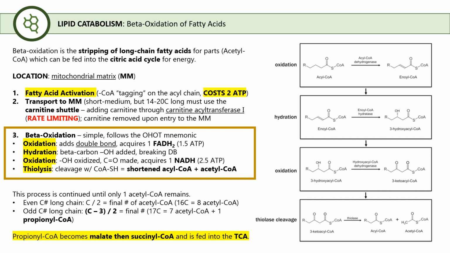We can use this propionyl-CoA since it can become malate, then succinyl-CoA via propionyl-CoA carboxylase with biotin and methylmalonyl-CoA with vitamin B12, and be fed into either the citric acid cycle directly or gluconeogenesis. Excess malonyl-CoA, remember that we might have from fatty acid synthesis, inhibits carnitine acetyltransferase 1 and thus stops shuttling of fatty acids into the mitochondrial matrix.